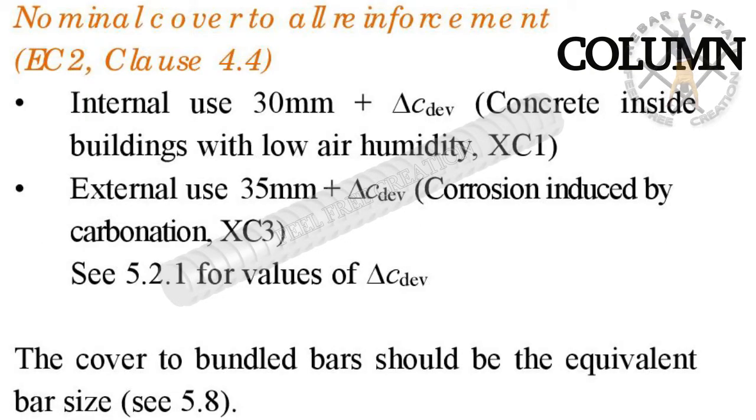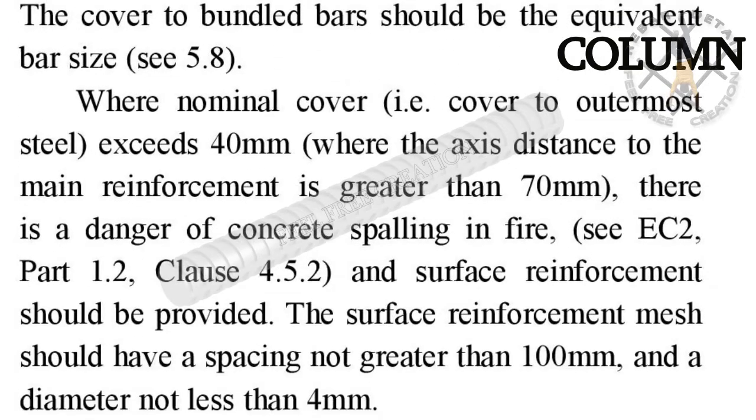Nominal cover for column. Internal use 30 mm and deviation, concrete inside buildings with low air humidity, XC1. External use 35 mm and deviation, corrosion induced by carbonation, XC3. The cover to bundled bars should be the equivalent bar size.